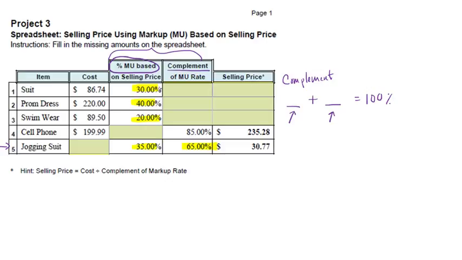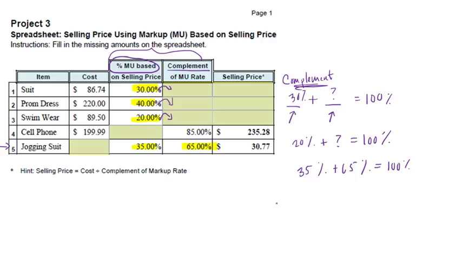Okay, so what is the complement of 30%? 30% plus what percent equals 100? What is the complement of 40%? 40% plus what percent equals 100? And finally, what is the complement of 20%? 20% plus what equals 100? Okay, so you're just filling in those blanks. And again, use the jogging suit line as an example because we know that 35% plus 65% equals 100%, and that's what our complements are all about.